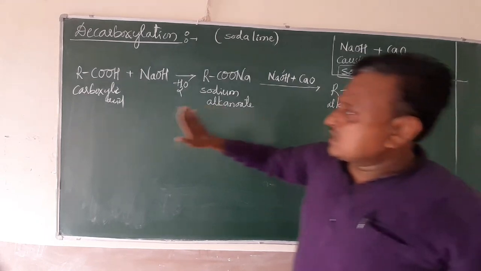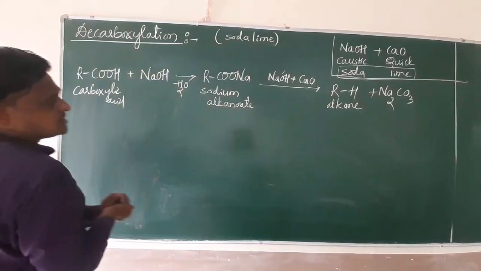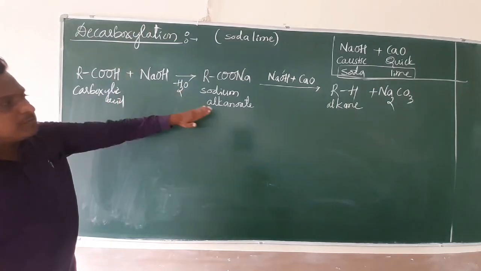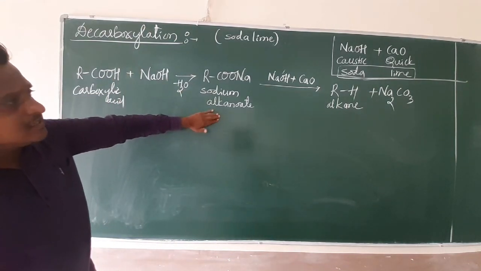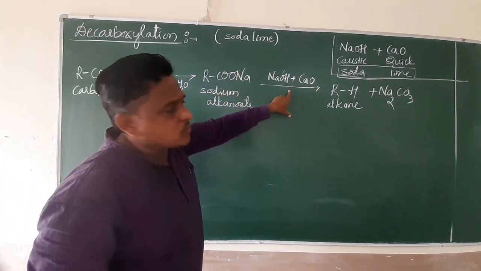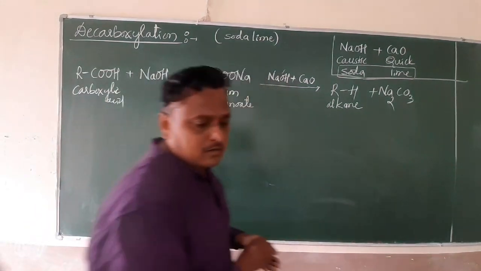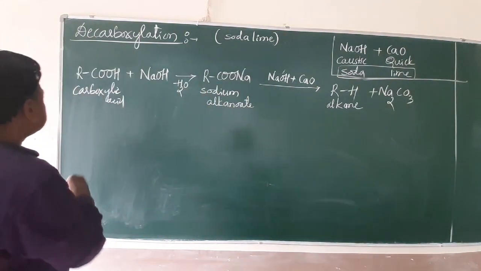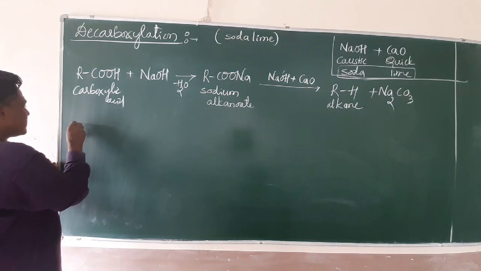I repeat, when carboxylic acid is fused with NaOH to form the sodium salt of the carboxylic acid, and then it is treated with soda lime to form alkane. Very important reaction in this part, friends. We start with a different example.